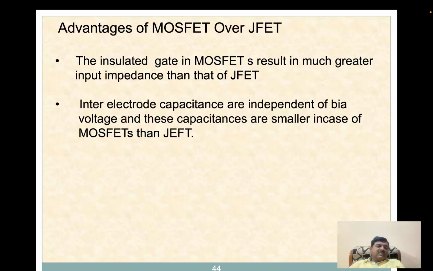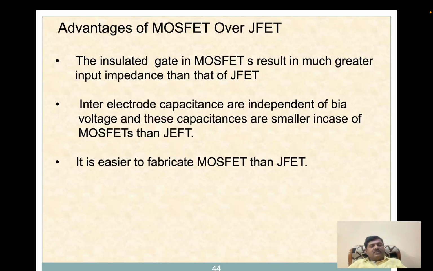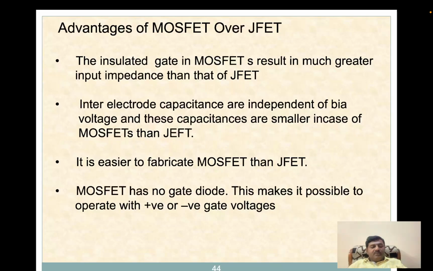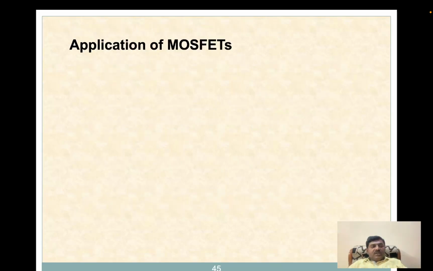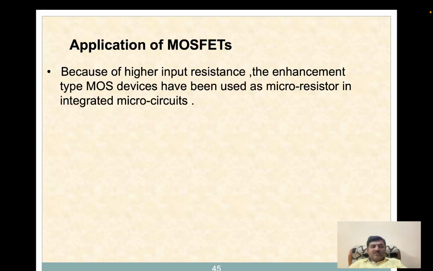Next, inter-electrode capacitances are independent of bias voltage, and these capacitances are smaller in the case of MOSFETs compared to that of JFET. So it is easier to fabricate a MOSFET than a JFET. The MOSFET has no gate diode, so this makes it possible to operate with positive or negative voltages.